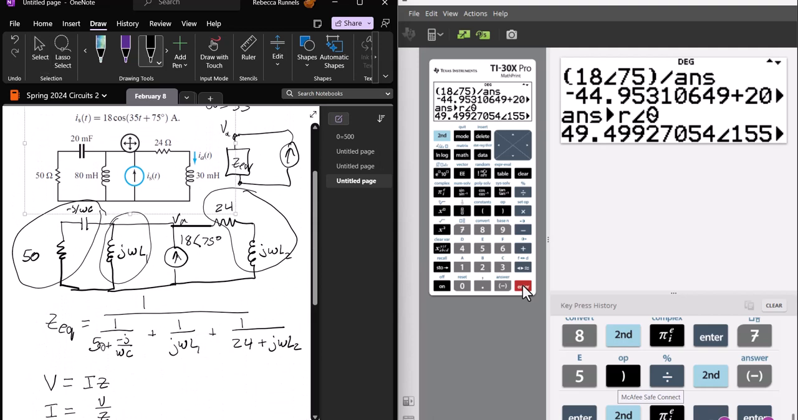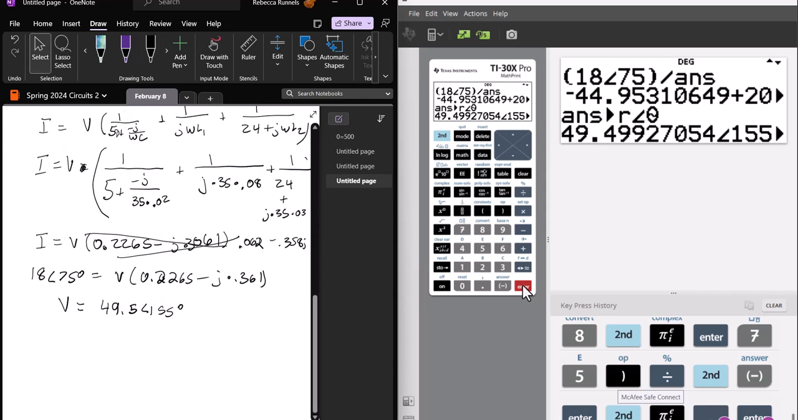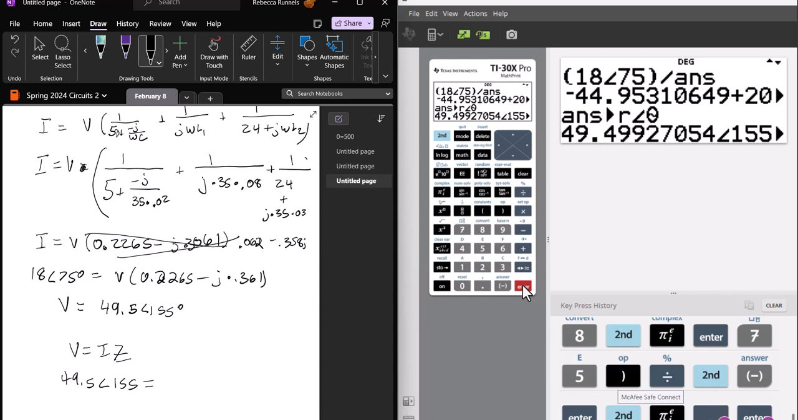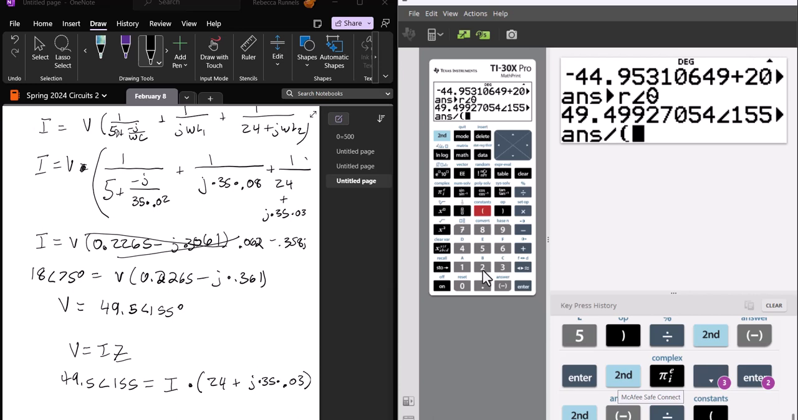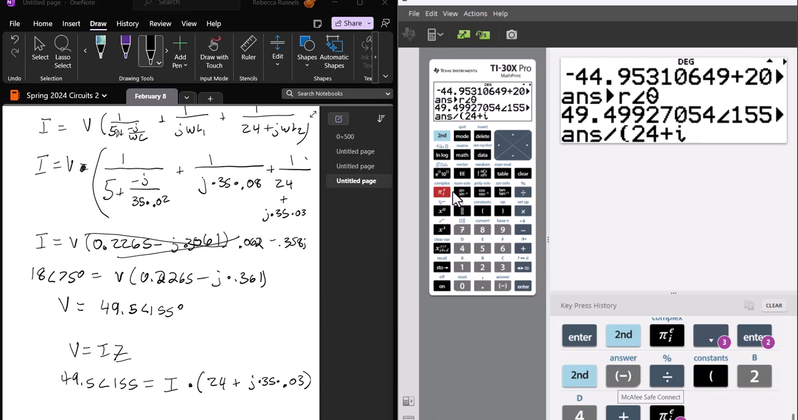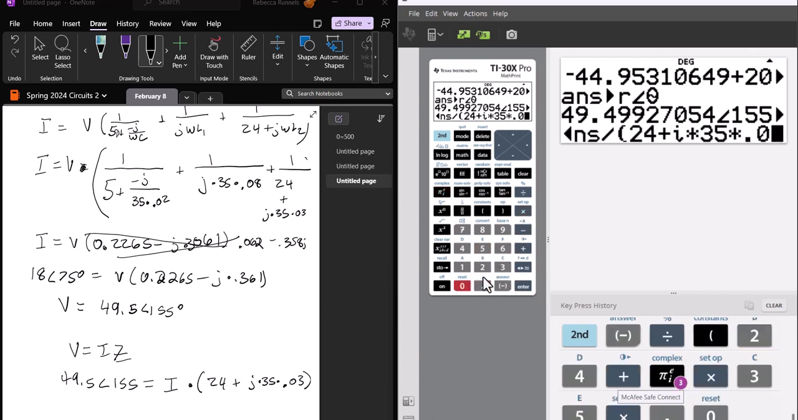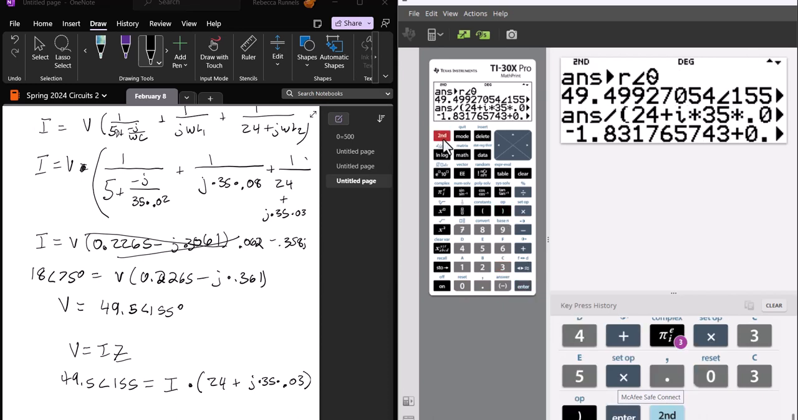And so for IA, I know the voltage right here, and the impedance right there is 24 plus J omega L2. So using V equals IZ, I can say 49.5 angle 155 equals I times 24 plus J times 35 times 0.03. So I can just take this number here, second answer, divided by open parentheses 24 plus J times 35 times 0.03, close parentheses, and then I'll take this answer and change it to polar.